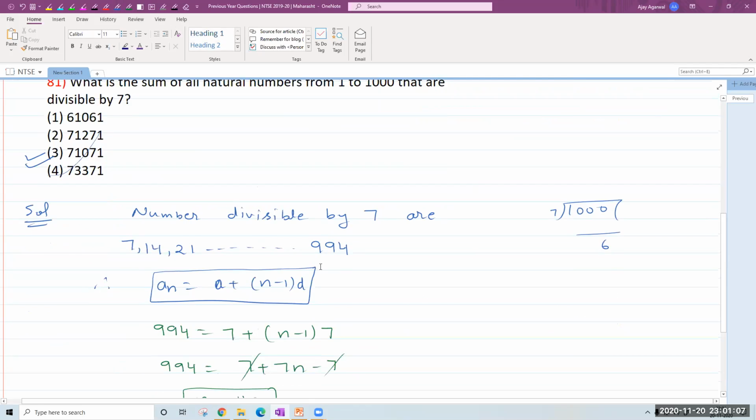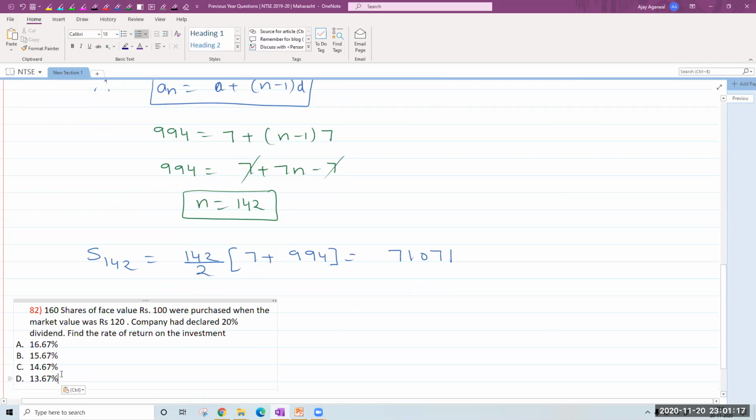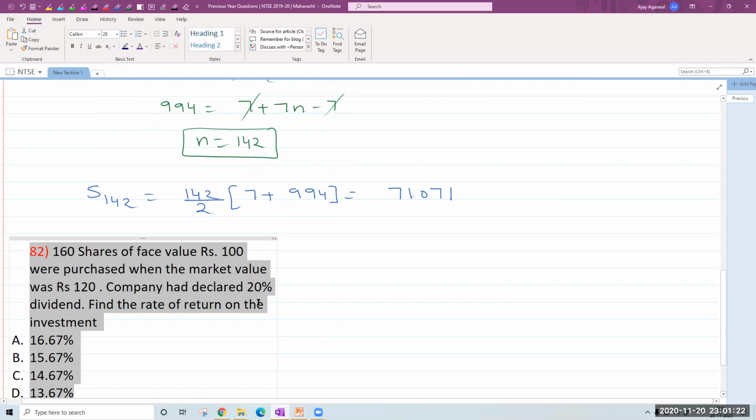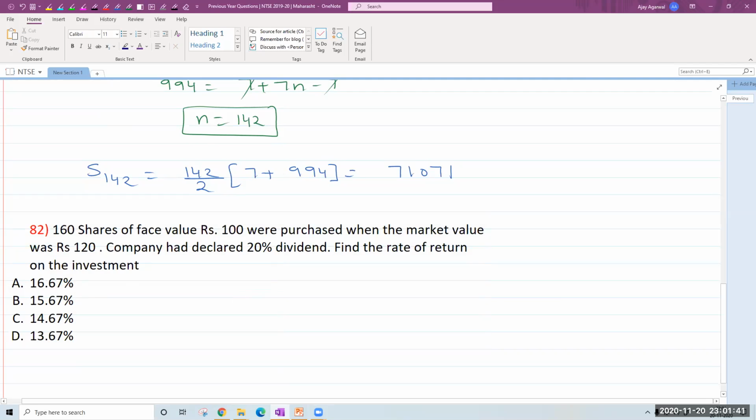Okay, let's move to the second question. If you read the second question, it says 160 shares of face value 100 are purchased when the market value was 120. Be clear with the question. The company has declared a 20% dividend. Find the rate of return on the investment. There are four options given.